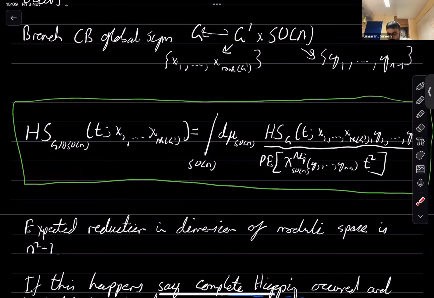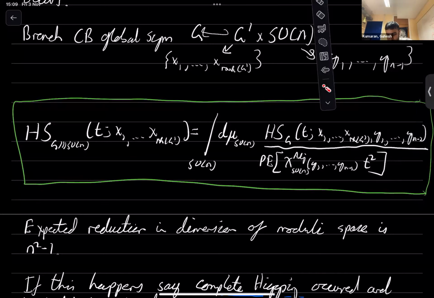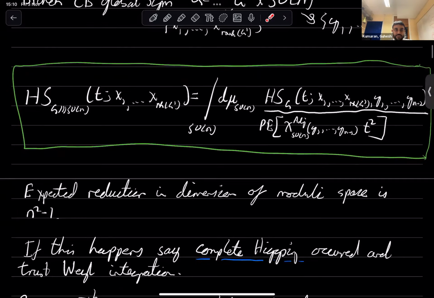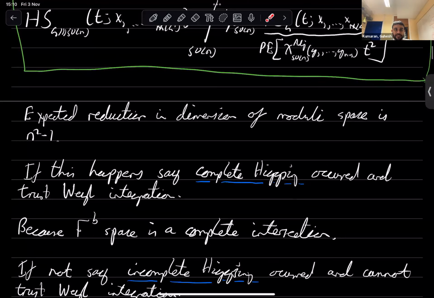And all you do is take your branched Hilbert series here, which now depends on t, your xi's, and your yi's, take symmetric products of the character of the adjoint of SU(N) with a t squared, divide the two, and integrate over SU(N). What this formula does is it projects out SU(N) singlets.